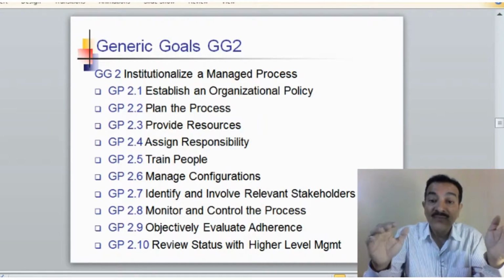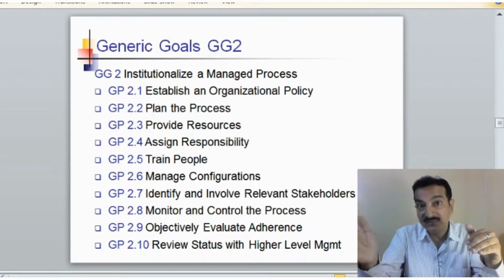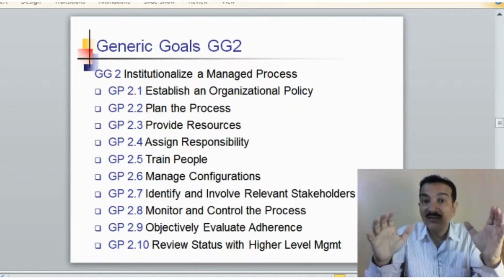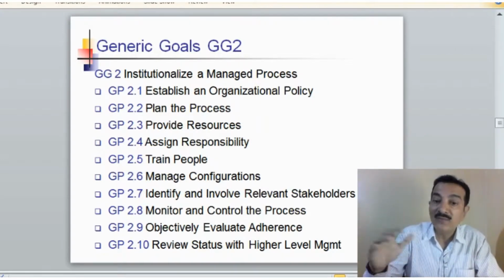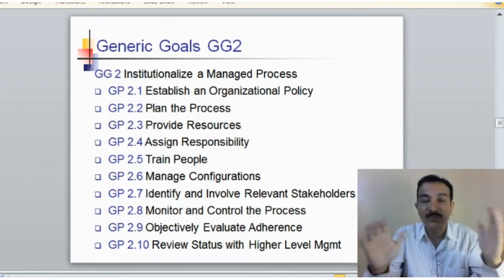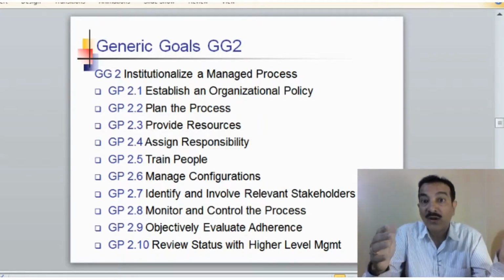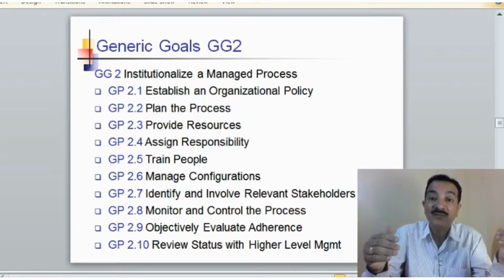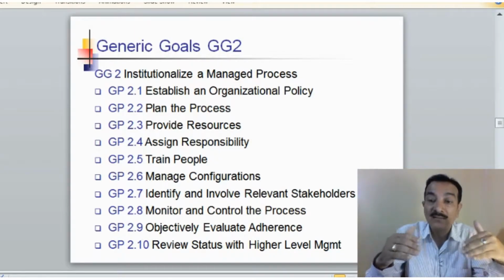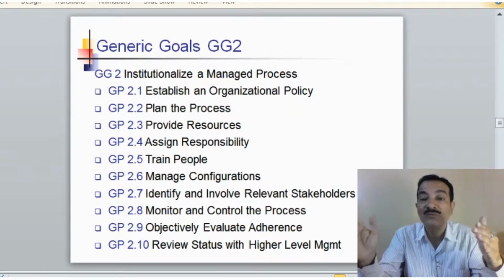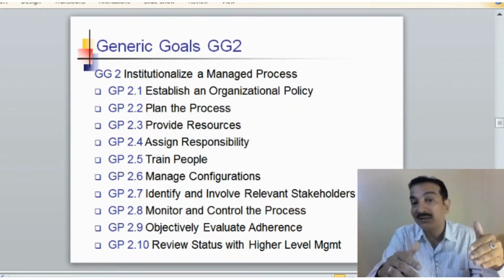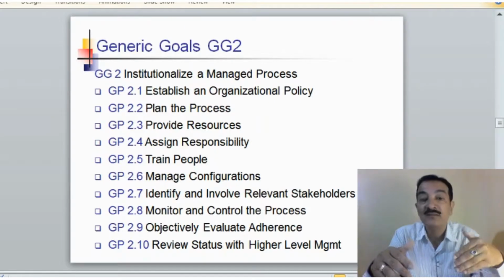You identify and involve relevant stakeholders. So at level 2, you are identifying all the stakeholders and involving them, whether it is updating them with the project information or getting their authorization. If you are making a change request, then you go through their involvement and their authorization for the changes to be done.